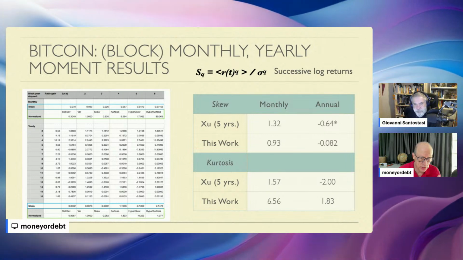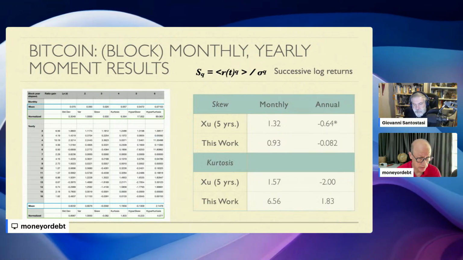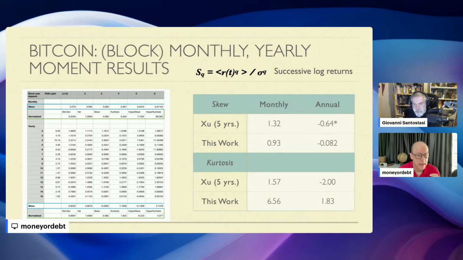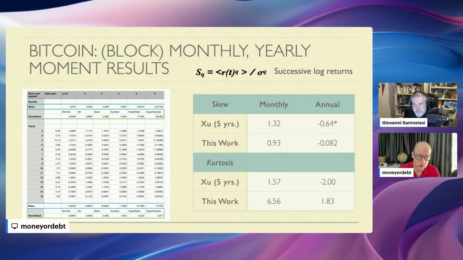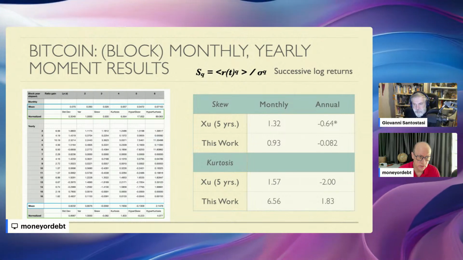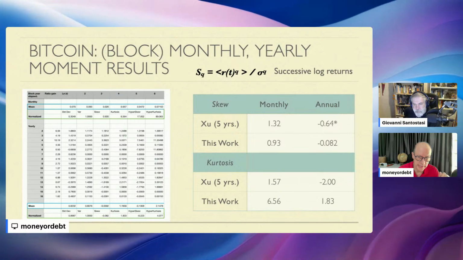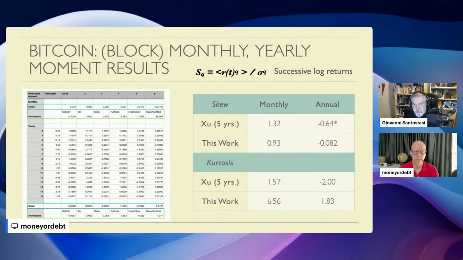For the kurtosis, with 5 years of data, they found 1.5. I find 6.6. And that's at the monthly scale, but it's quite different at the annual scale. They find minus 2. Again, that's a noisy number, and I find 1.8. Still noisy, but better statistics than they had.